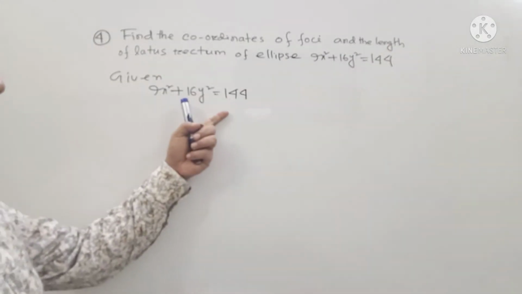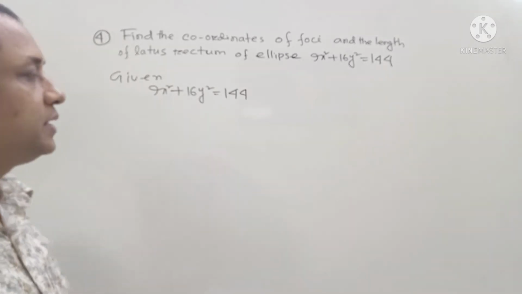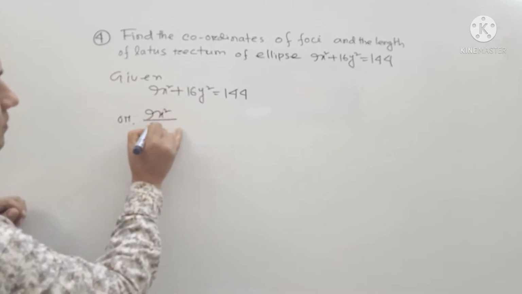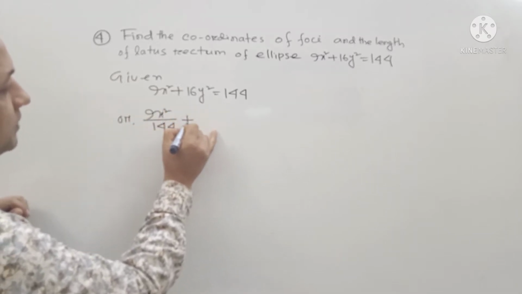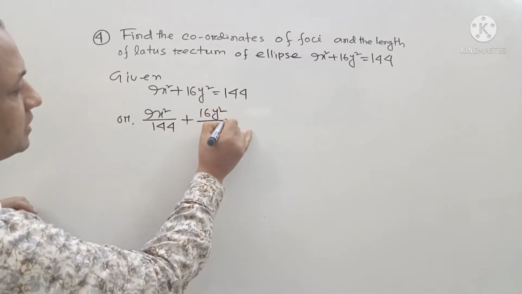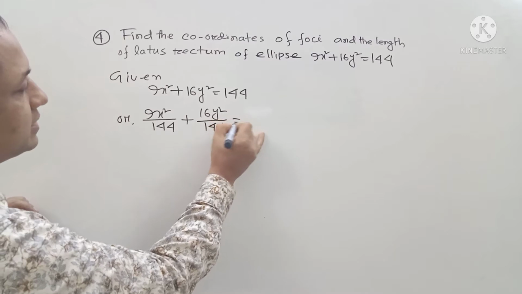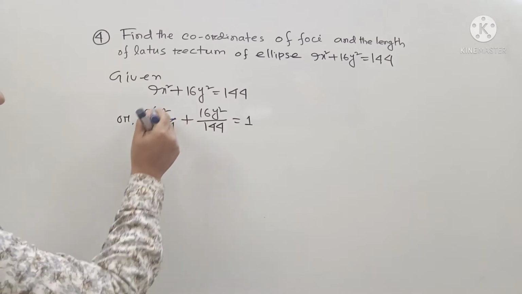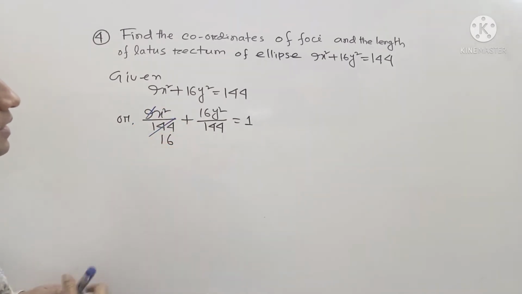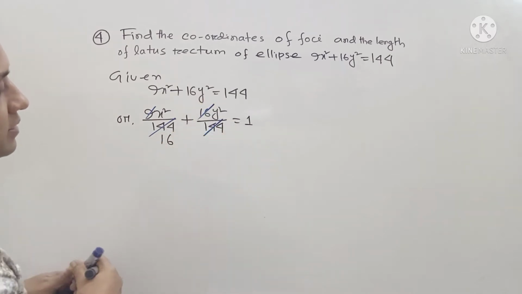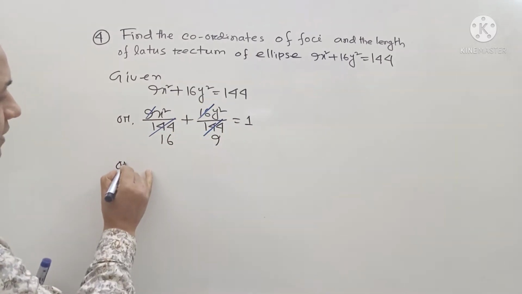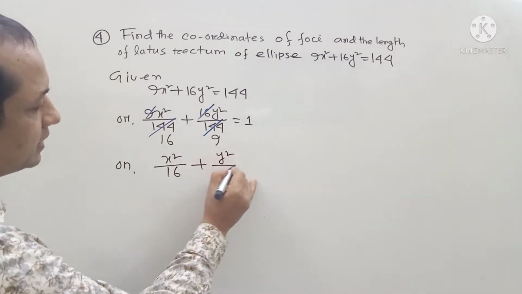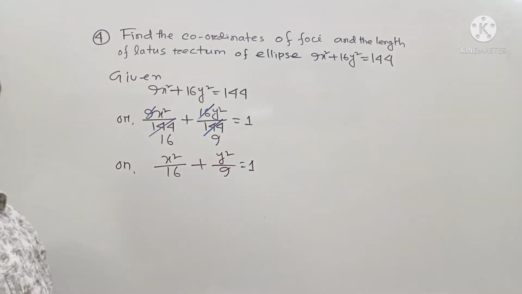Now dividing both sides by 144, we can write 9x square by 144 plus 16y square by 144, and the right side will be 1. Students, here 144 by 9 equals 16 and 144 by 16 equals 9. Then we get x square by 16 plus y square by 9 equals 1.